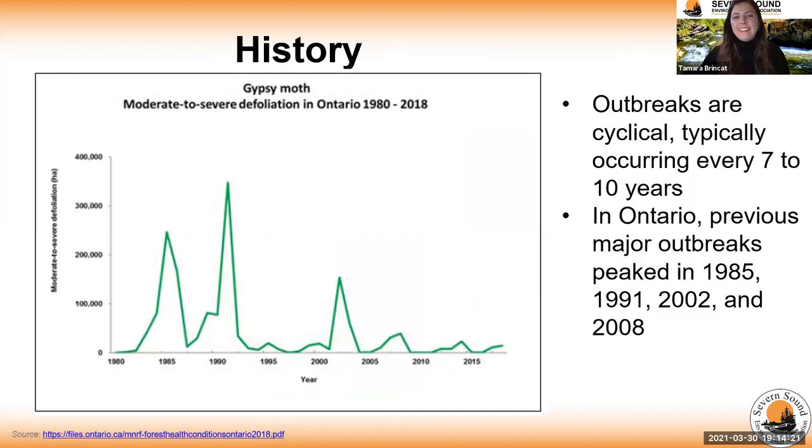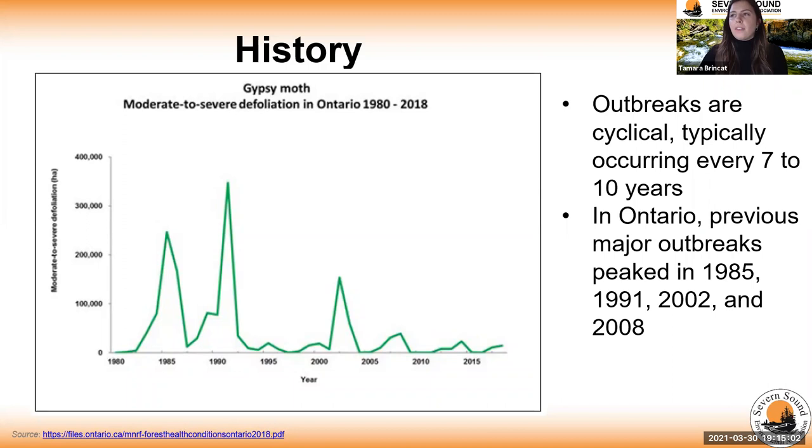So a really important characteristic of gypsy moth in Ontario is that their populations go through cycles of ups and downs. So this graph here, which is from the Ministry of Natural Resources and Forestry, shows moderate to severe defoliation in Ontario. So on the left of the graph, it's 1980, and then on all the way to the right is 2018. So anywhere that you see those peaks, that's where we experienced a lot of defoliation. And then on those lower parts, that's not a lot of defoliation. So that just coincides with the gypsy moth population.